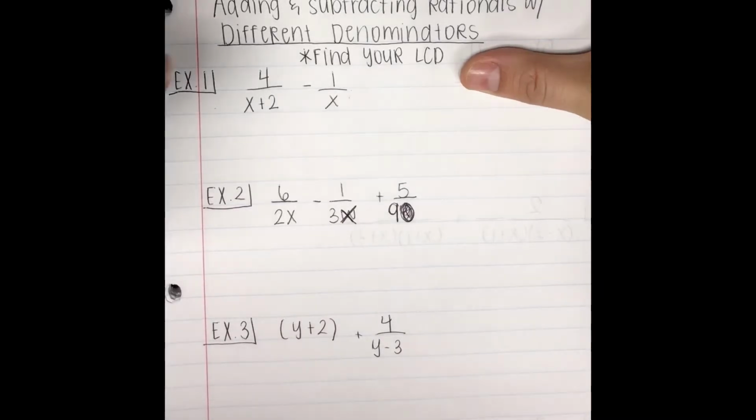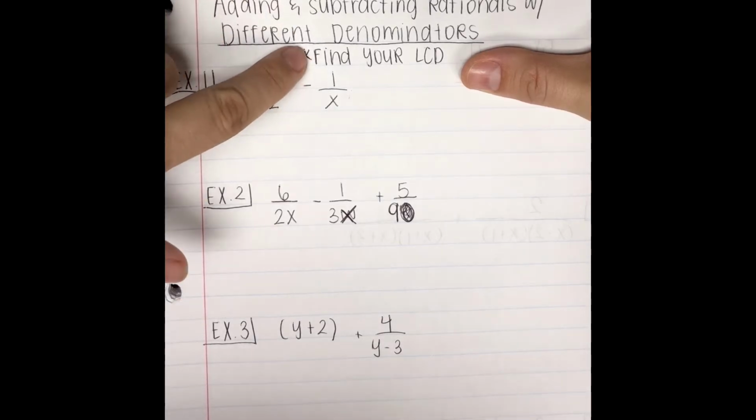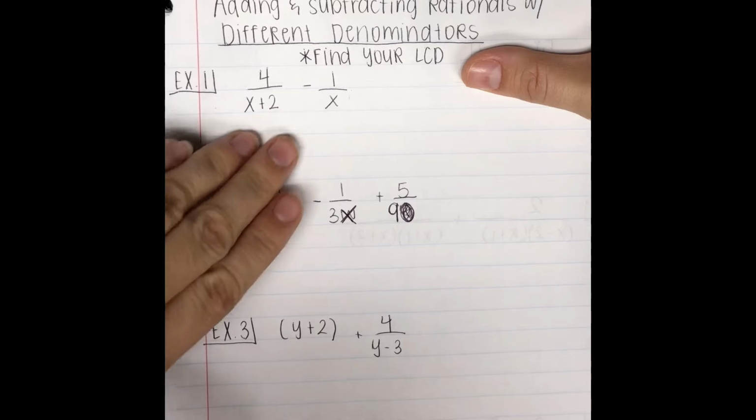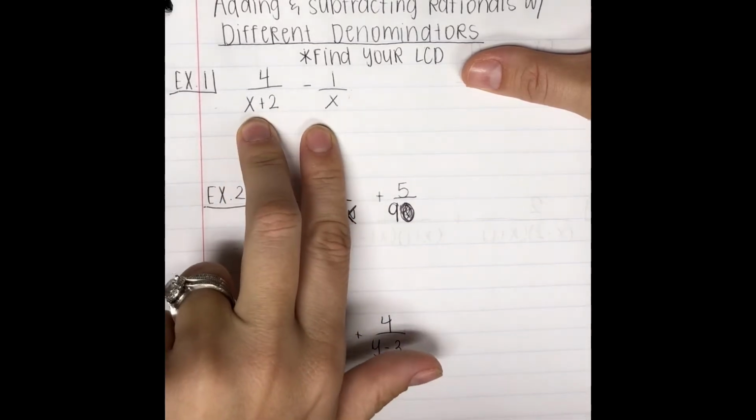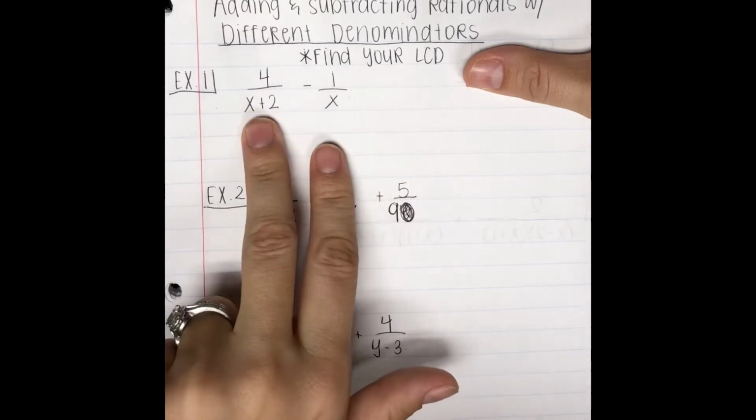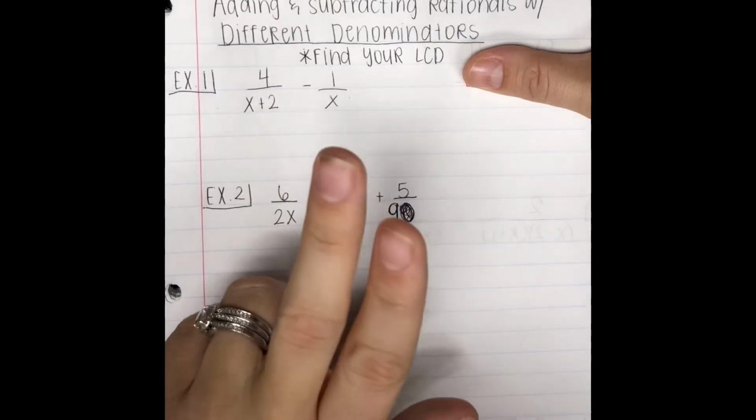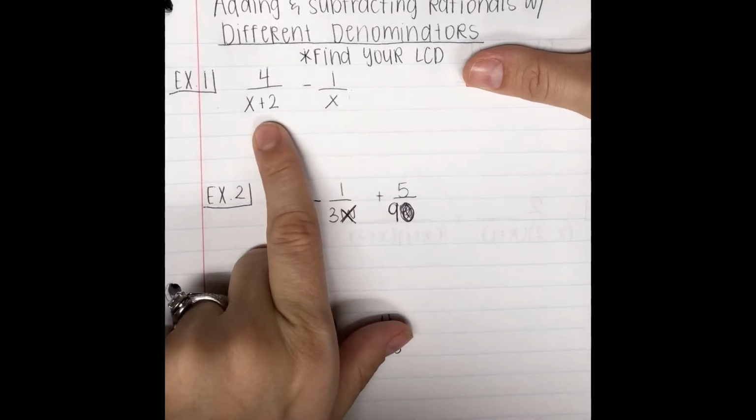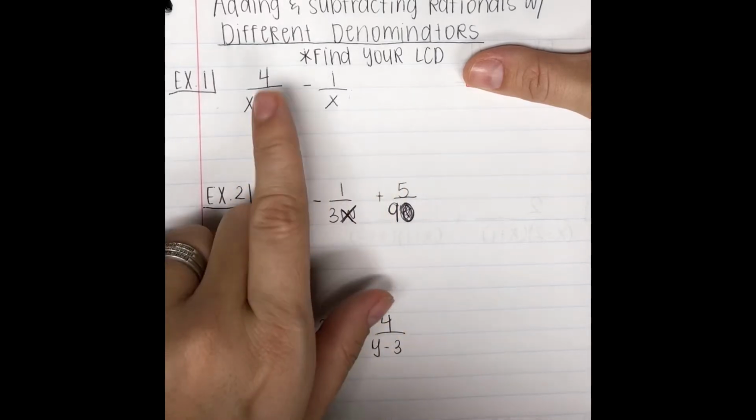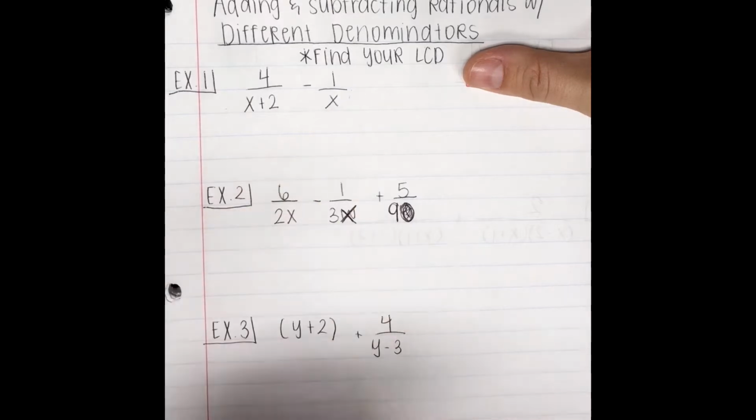All right, today we are still doing adding and subtracting rationals like we did the other day, but now we're going to have different denominators, which means I need to find my LCD, okay? If your denominators are different, you have to multiply one or both by something to make them look like each other. What you cannot do is just add a 2 here to make it look like this side. That won't work. Same, you can't just subtract a 2 here to make it look like this side. You have to multiply by something.